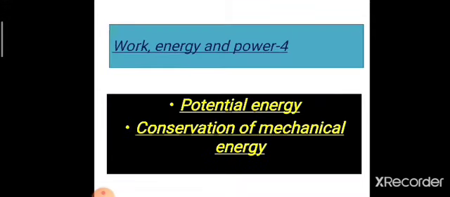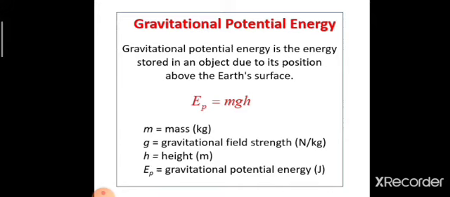In this module, let us discuss potential energy and conservation of mechanical energy. Gravitational potential energy is the energy stored in an object due to its position above the Earth's surface. We have already discussed that gravitational potential energy is equivalent to mgh, where m is the mass of the object, g is the acceleration due to gravity, h is the height to which it is being raised from the surface of the earth, and Ep is the gravitational potential energy.